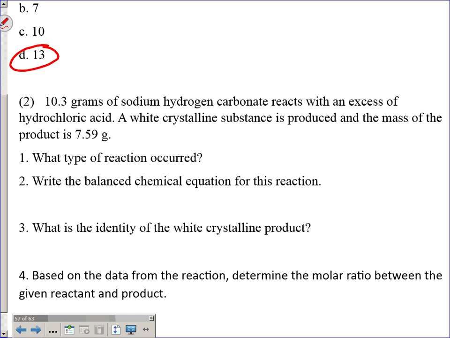Hydrogen carbonate is the same as bicarbonate. It's just an easier way to say it. It says the hydrogen in there versus the bi. Talk to your groups if you need to.